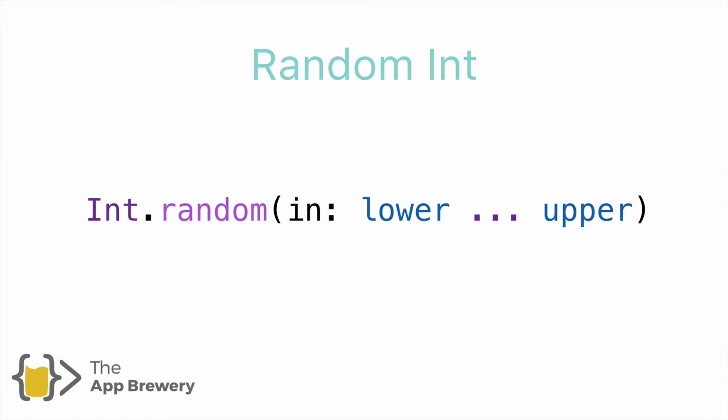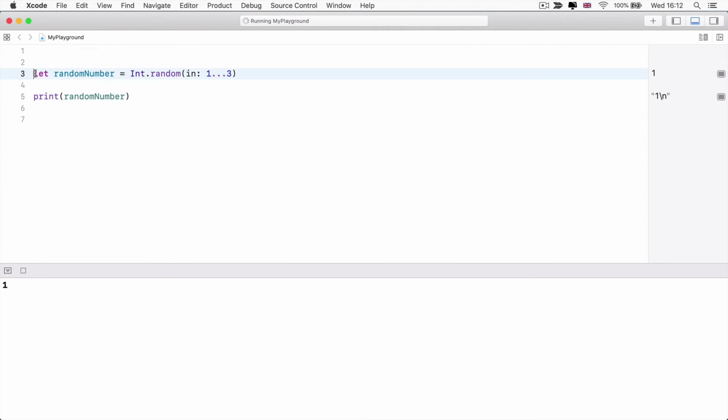Now, in our project, we saw that we could generate random whole numbers by using a functionality of the integer data type. So we wrote int.random, and then we provided a lower and an upper bound. Now, in this case, what we get are random numbers anywhere between the lower and the upper bound, and including the upper bound. So if we create a new constant here called random number, and we assign this reference to a new random integer between 1 and 3.